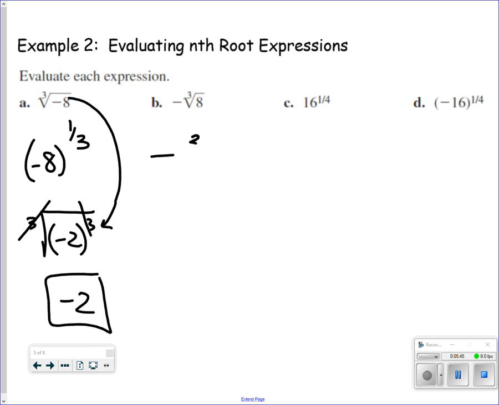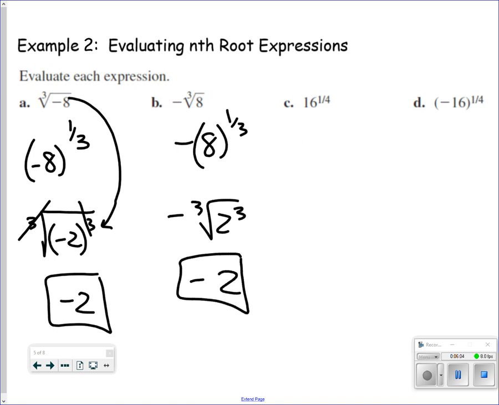The next one, the negative is outside the radical. If I was going to rewrite this, this would be 8 to the 1/3 power, and notice that I kept the negative outside that parenthesis. Now, putting it back into radical form, this is 2 cubed, and so the answer to this question, again, is -2. When dealing with negatives, it's okay to take an odd root of a negative. We're going to get to that down the road.